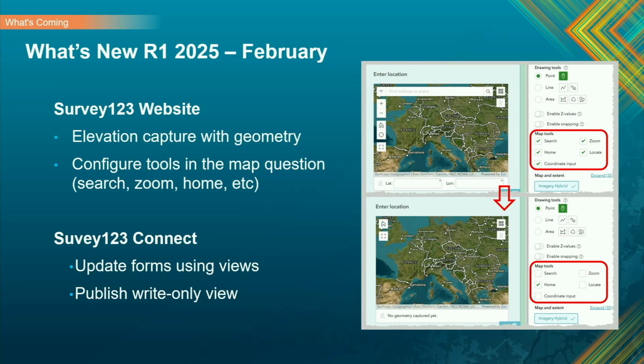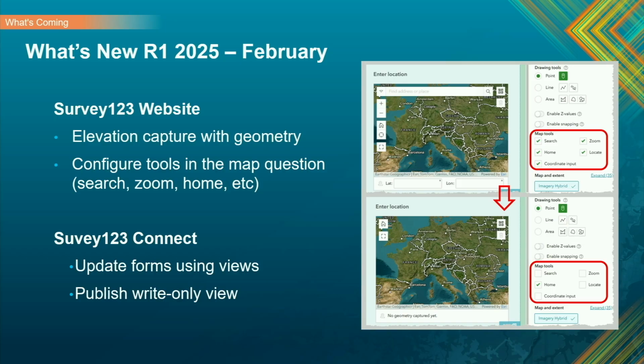And then what's new with our February release? We just had a release. On the web, we now have elevation capture for when you capture geometry, you can actually capture the elevations. You can type in the elevation when you capture some geometry on the web, as well as configure the location map tool or map question on the web. You can remove different buttons, the home button, the zoom, the locate. It's just more highly configurable.